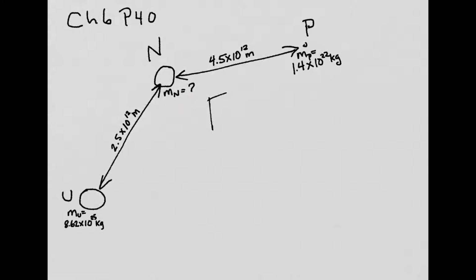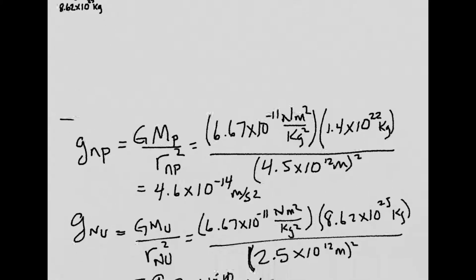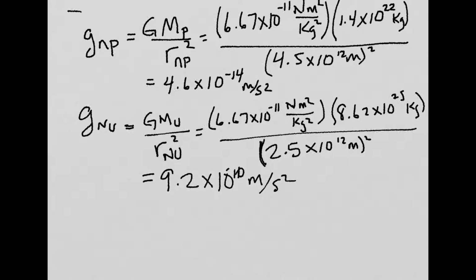So instead of finding the force of gravity between the two planets, we're going to find essentially little g, which is the gravitational constant times the mass of the planet, m, over the distance between Neptune and the planet, squared. So if we look at these calculations, we find out that Pluto has a gravitational impact of 4.6 times 10 to the minus 14 meters per second squared. Uranus has an impact of 9.2 times 10 to the minus 10.